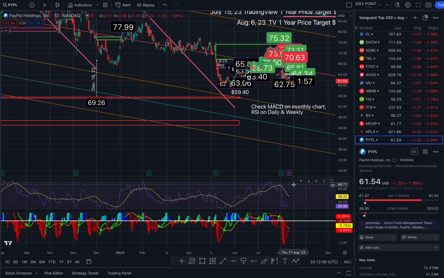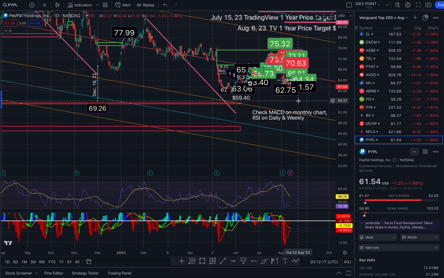So if this one goes up and this one goes down, then I don't play it. I like to have a couple of different confirmations, and I look for both the RSI and the MACD to go in the same direction, and I know price will typically follow.